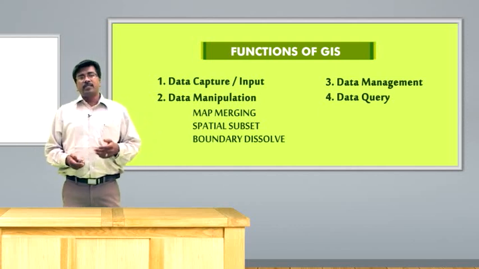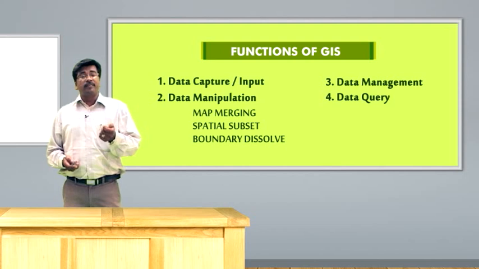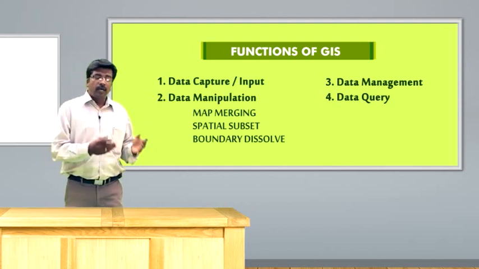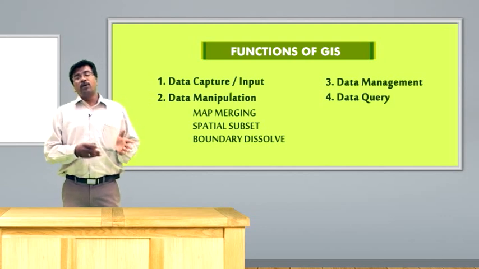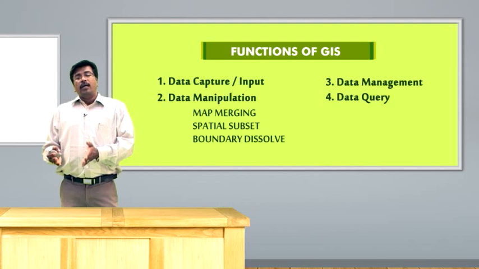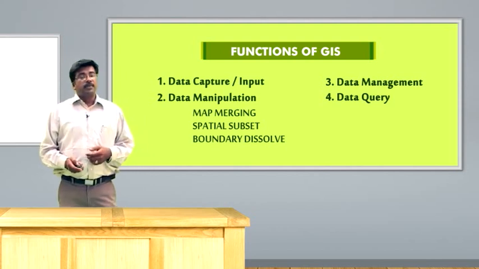The second type is the point data that we collect from GPS, and even the tabular data that we have in hard copy can also be digitized, that is, by typing into Excel or into a database management system.